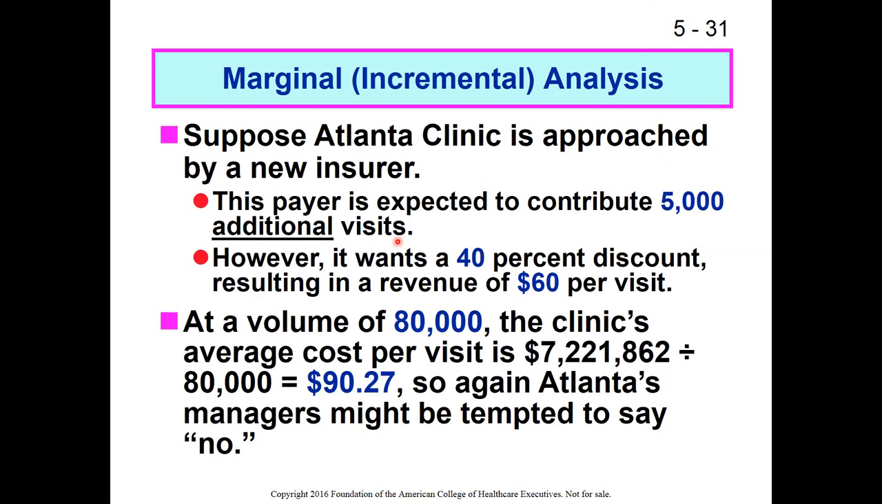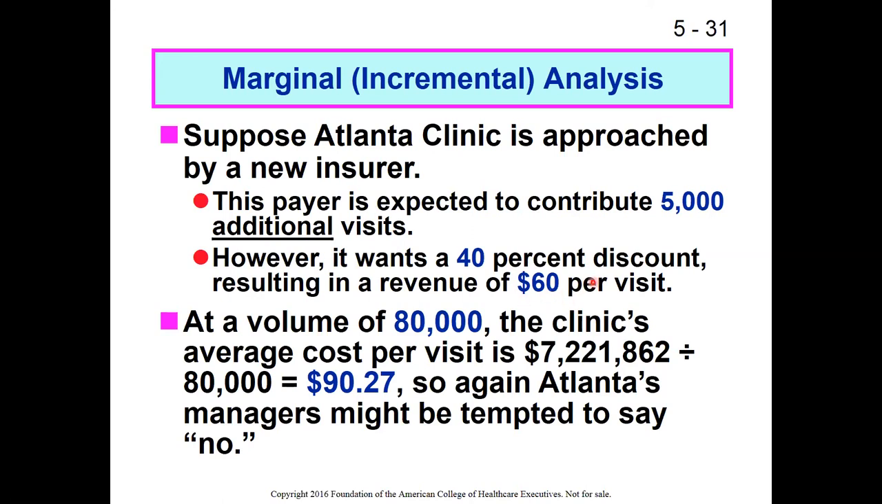So at 80,000 visits, the average cost is $90.27, which is well below the 60, right? But again, we're talking about marginal or additional patients, not changing the rate of all of the patients that we're seeing, or even a portion of the patients like we did before. So we're going to go from 75 to 80.